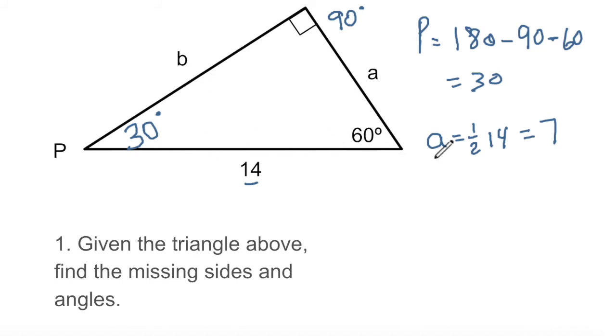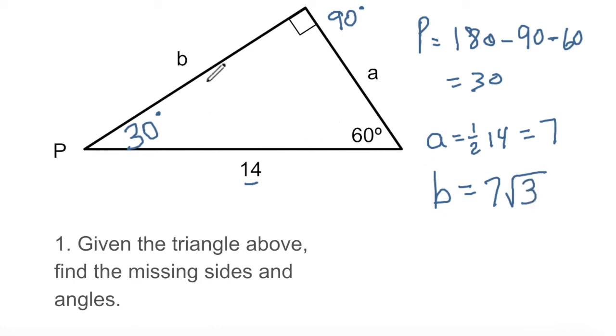And then B is, this is where the root 3 comes into play, because B is the middle side. It's longer than A, but shorter than this hypotenuse, right? So it's the middle length side. B is root 3 times bigger than A. Well, if A is 7, then how long is B? B is 7 times root 3.